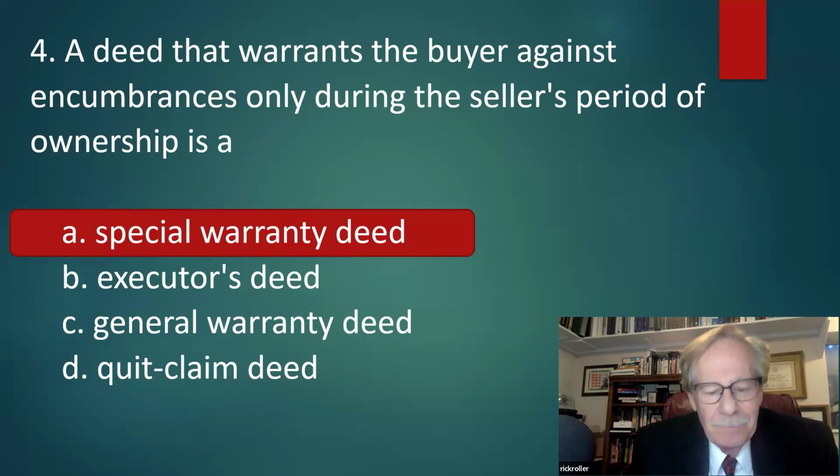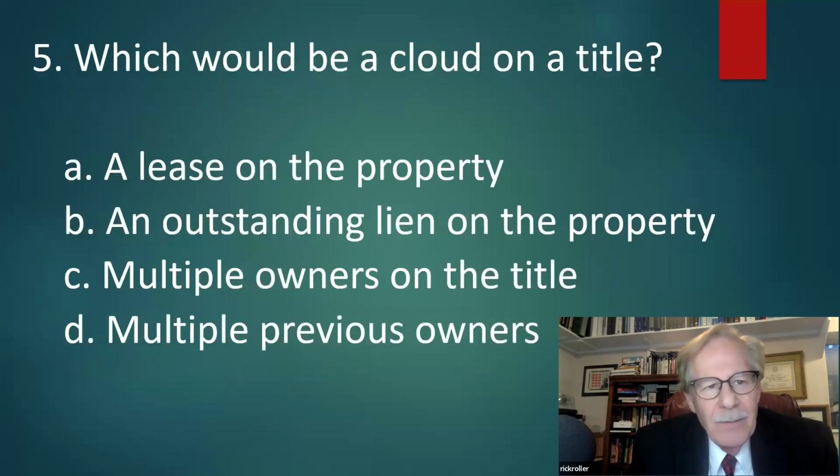Number 5, please. Number 5 asks which would be a cloud on a title. A, is the lease a cloud? Or B, an outstanding lien on the property? C, multiple owners. Lots of properties have multiple owners. How about D, multiple previous owners? Well, lots of properties have been bought and sold for generations. So I don't like those last two very well, which gives you a 50-50 chance, guys. Do you think it's A or do you think it's B?